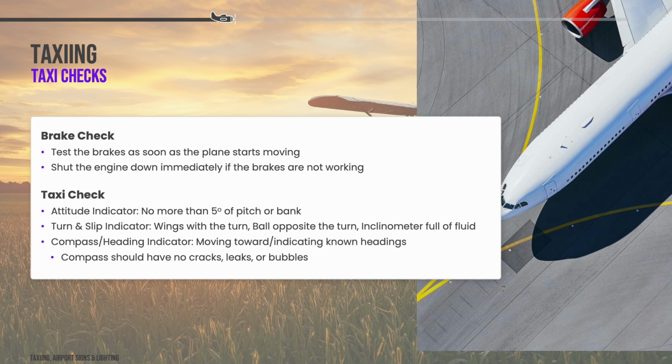Brake check. Test the brakes as soon as the plane starts moving. Shut the engine down immediately if the brakes are not working. And on your taxi check, look at the attitude indicator. No more than 5 degrees of pitch or bank when you accelerate, decelerate, or turn left or right.